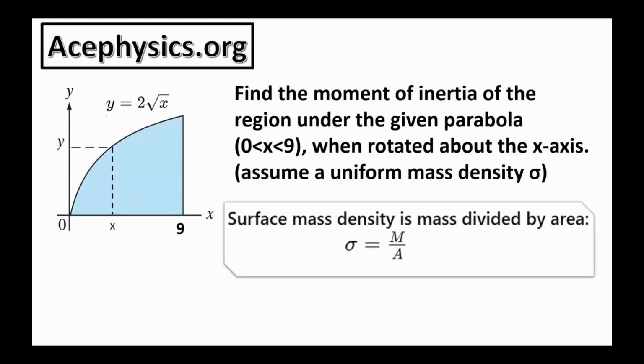Here's the next example problem. Find the moment of inertia of the region under the given parabola between x equals 0 and 9 when rotated about the x-axis. Assume a uniform mass density sigma. Sigma is the symbol which represents surface mass density. That's mass divided by area. Imagine this shape is cut out of a metal plate. This question is asking us to find the moment of inertia if this shape is rotated about the x-axis.